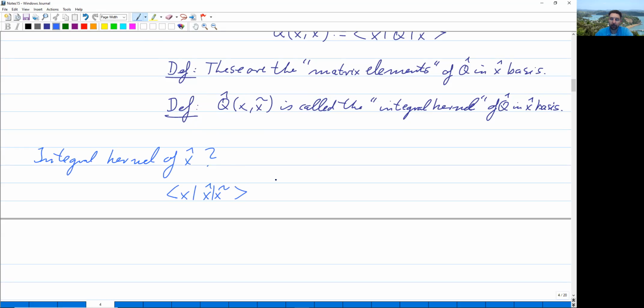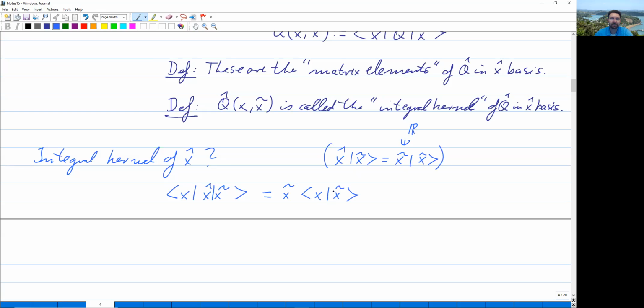And what might that be? Well, when x hat acts on x tilde, remember, x hat acting on x tilde produces the eigenvalue x tilde, right? And that's just a number, it's in R, so we can pull this out. So what we have is x tilde times x tilde.